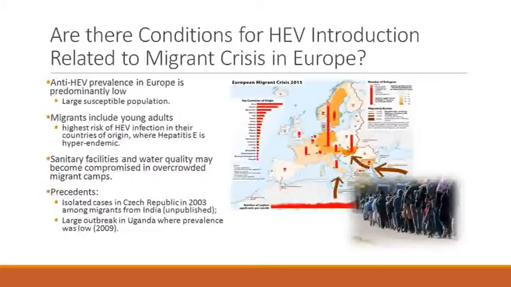And there's another example. It's not from Europe, but the conditions are in a way similar. In 2009, a seroprevalence survey in Uganda showed that the prevalence in the population was very, very low, below 10%. And migrants from Sudan who came to Uganda brought hepatitis E virus, and there was an outbreak which resulted in about 10,000 cases in the migrant camp.